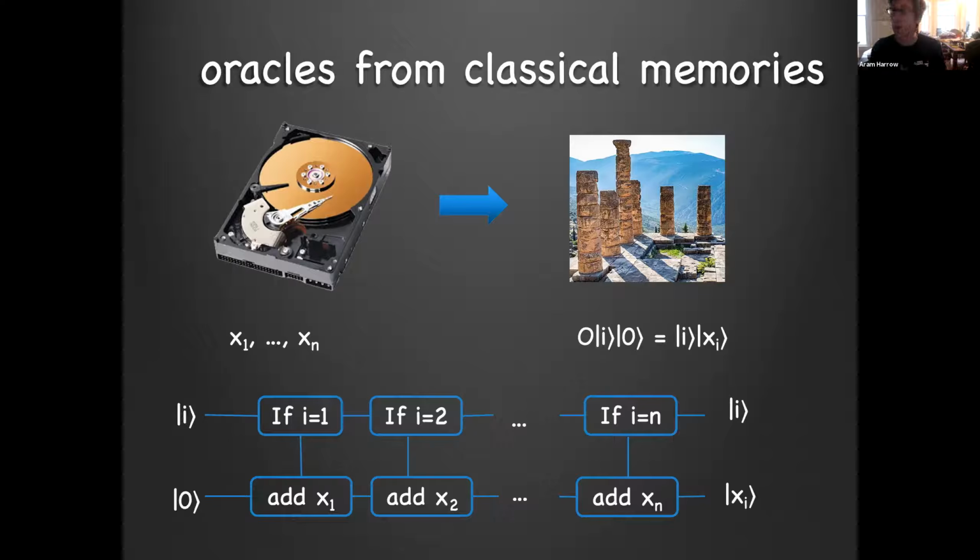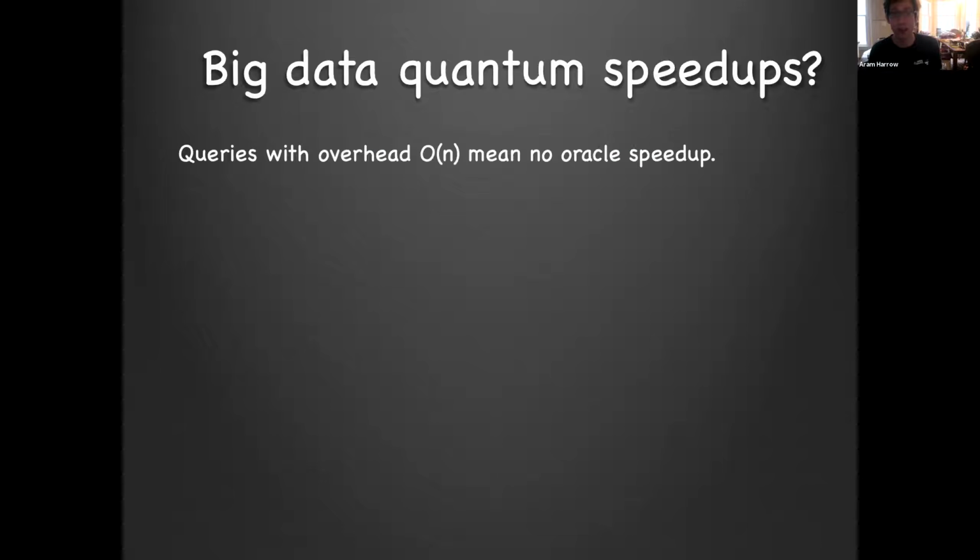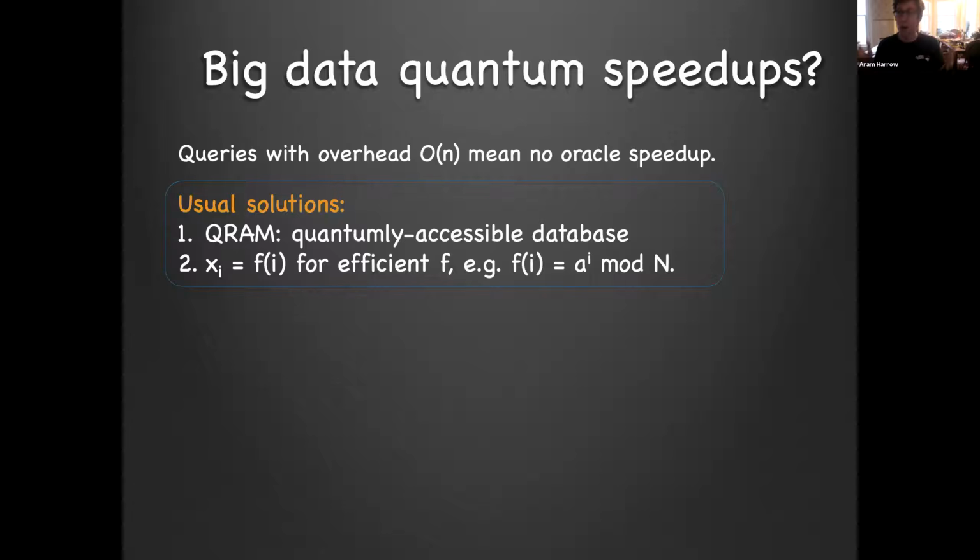It could work for a very small quantum computer and a large hard drive. It works, but there's a terrible cost to it, which is this order n cost, right? If every single query to my database takes time order n, that's going to wipe out the speedup for a lot of oracle problems. So what can I do?